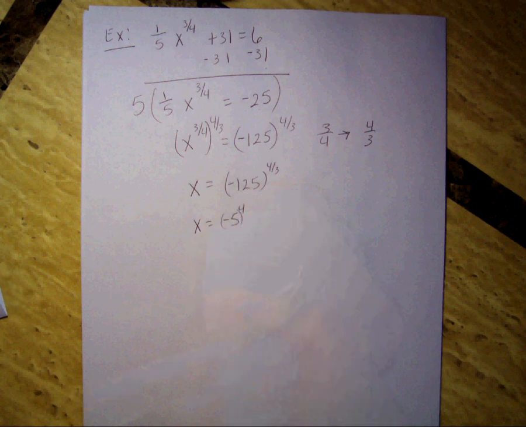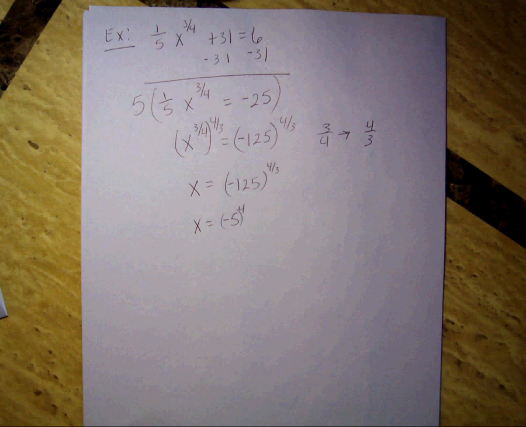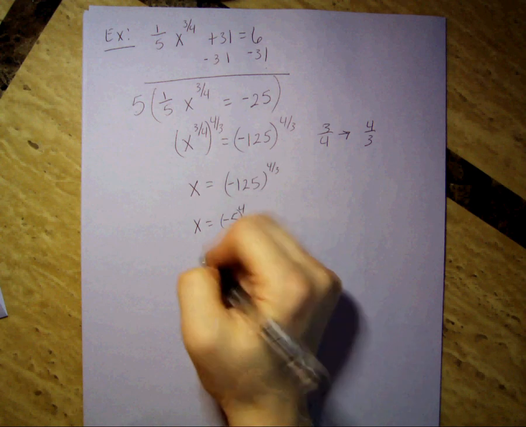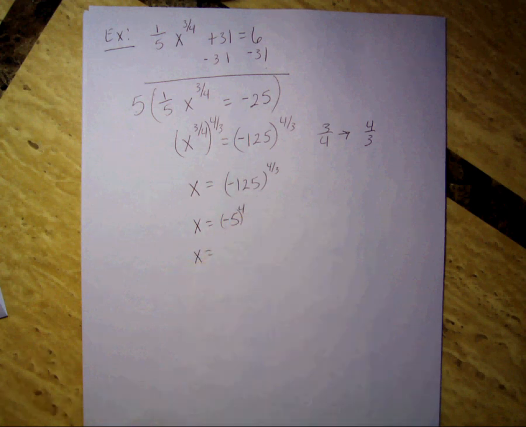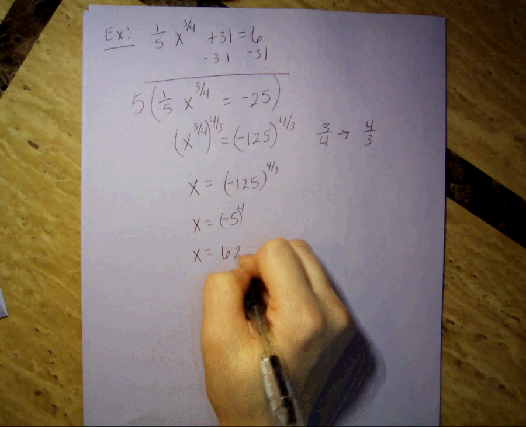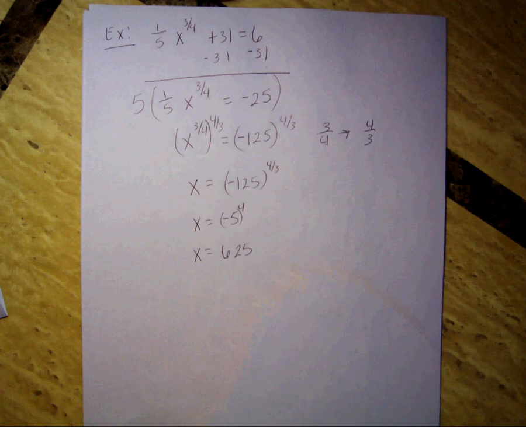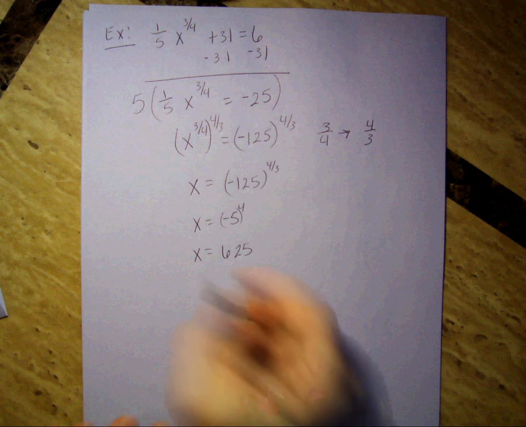Still with my parentheses, -5 to the 4th power gives me what? -5 times -5 times -5 times -5. I end up with a positive number. Negative times a negative is positive, times a negative is negative, times a negative is a positive. So I have 4 of them, so I end up with a positive, and it is actually 625. So x equals 625. Again, I want to check that that is legit, so I'm going to check it.